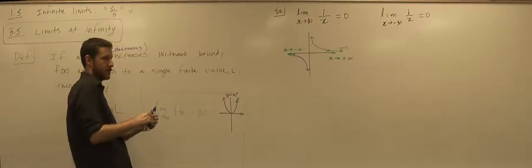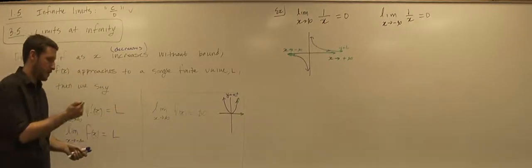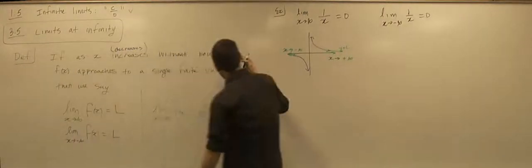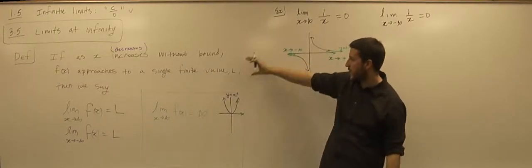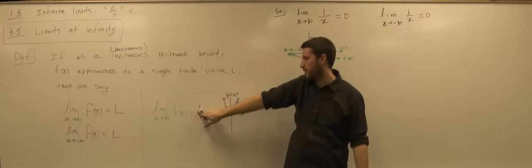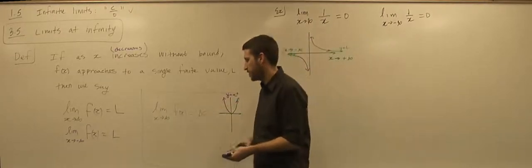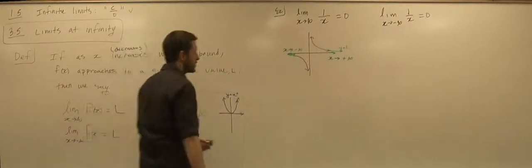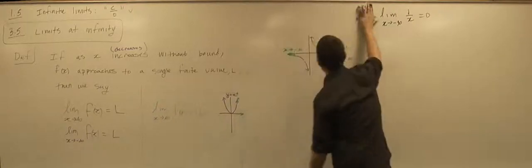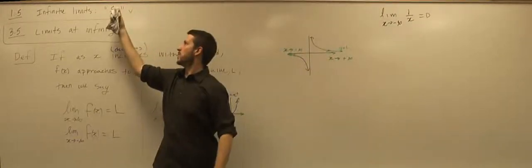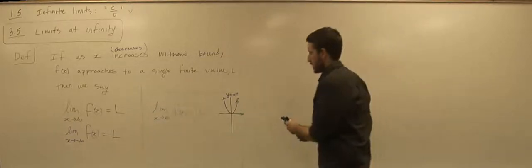Like absolute value. Absolute value of x, yes, absolutely. So if you do not go to a single finite L value, and you just increase forever, then the limit will be equal to infinity, or negative infinity if you decrease forever. Alright, so let's do some examples. Let me give you the intuition here, what you should be looking for.